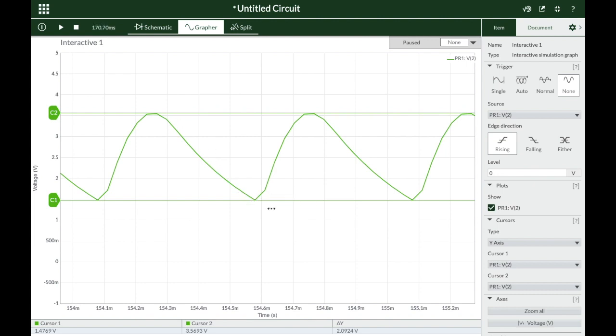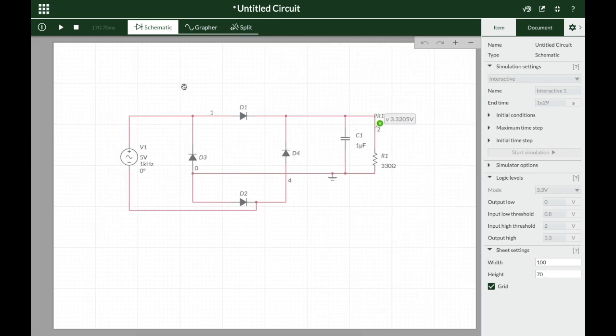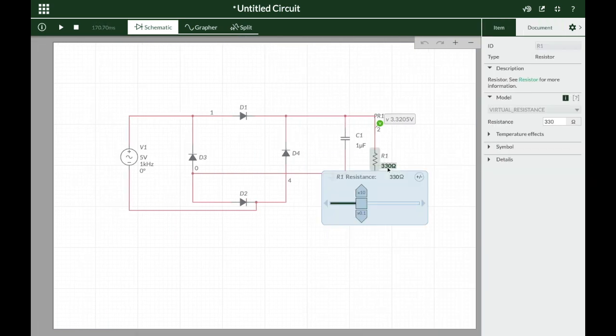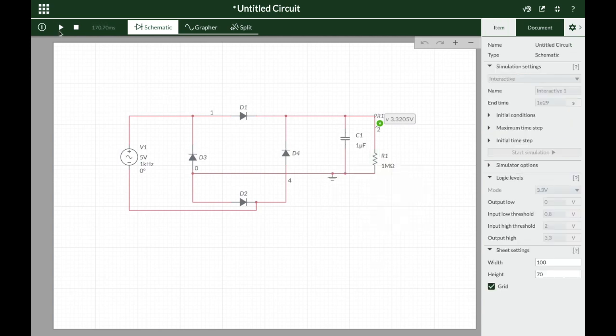These two voltages are given here. The voltage corresponding to cursor 1 is 1.4769 volts and that corresponding to cursor 2 is 3.5693 volts. Here again we are getting the peak to peak of this ripple signal, that is given by delta Y. Let us now change the resistance again to the maximum value that we have decided, that is for the V no load condition, and that is 1 mega ohms. We will run the simulation and see the output.